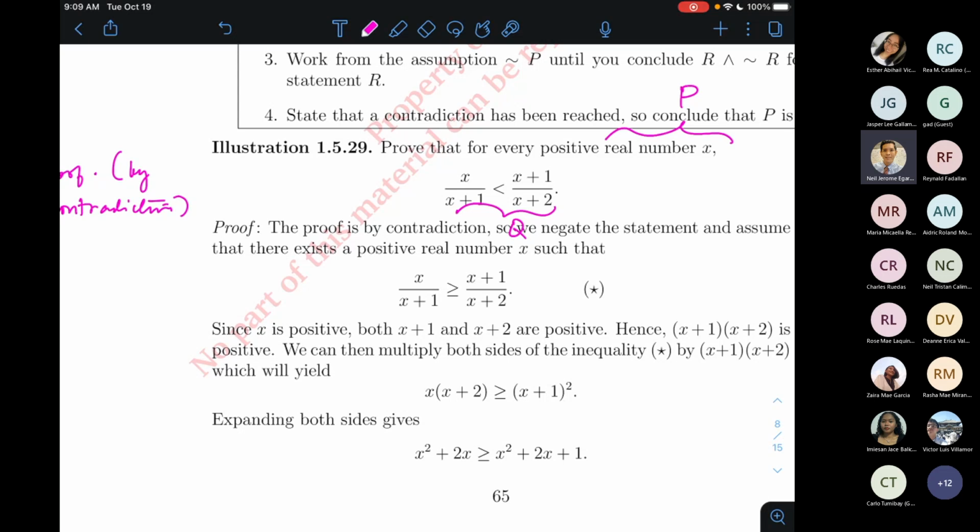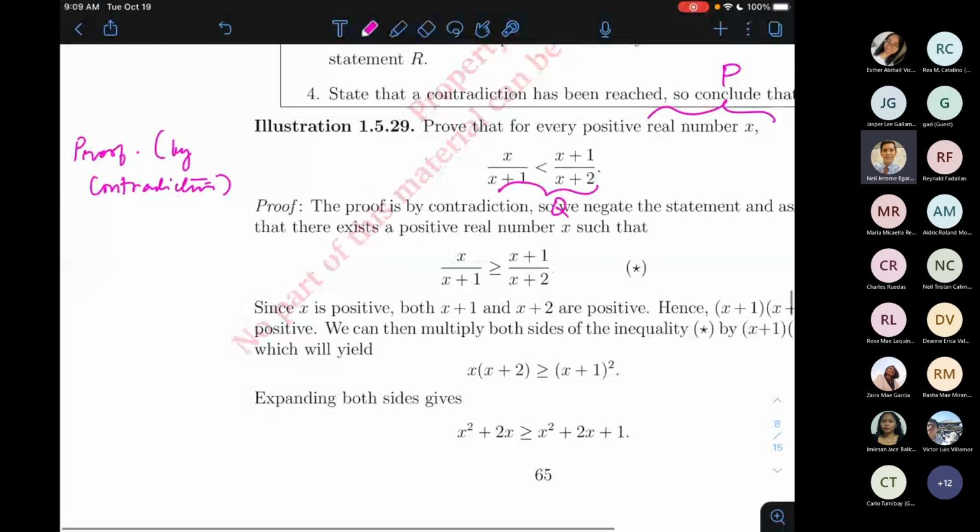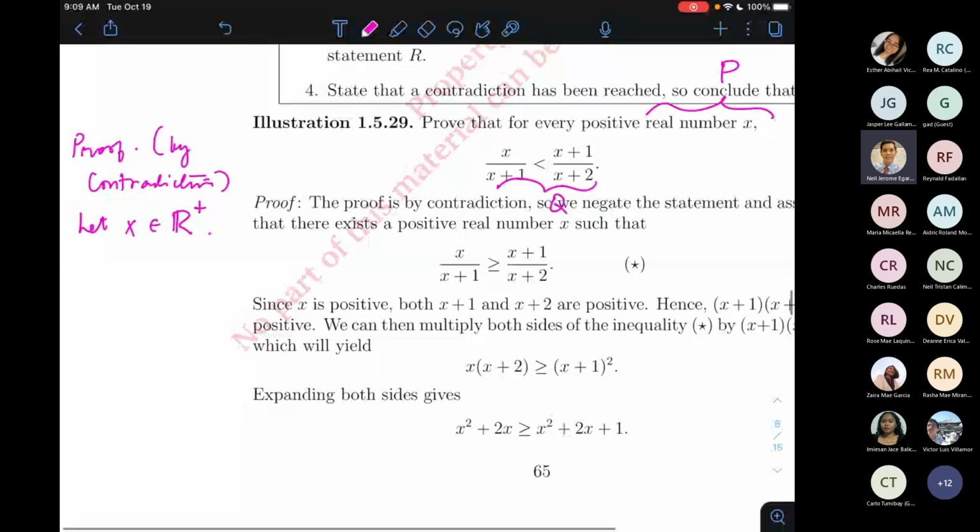So if we'll try to use a proof by contradiction, of course, i-assume natin si P, part of the premise. Premises are always assumed to be true. So we let x be a positive real number. Remember, our notation for the set of positive real numbers is R plus, okay? And then we will try to do a proof by contradiction. So we will assume not Q. So ano yung magiging negation nitong statement na to? Kung less than yan, so negation niya greater than or equal to, right?